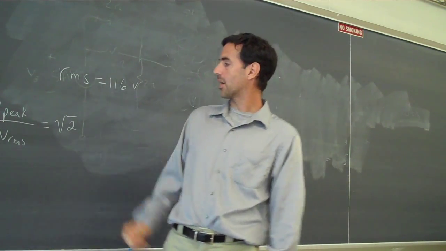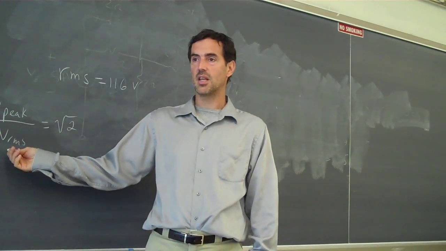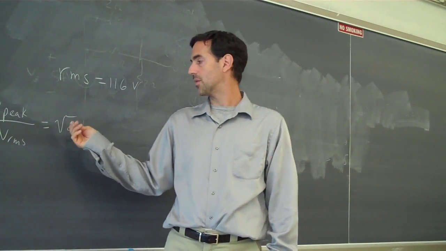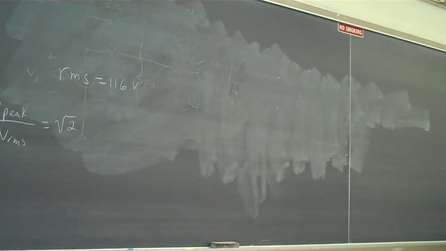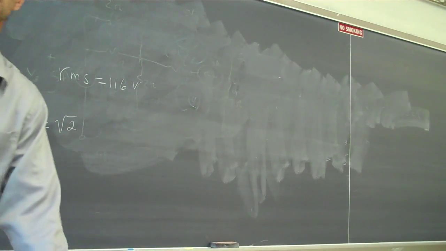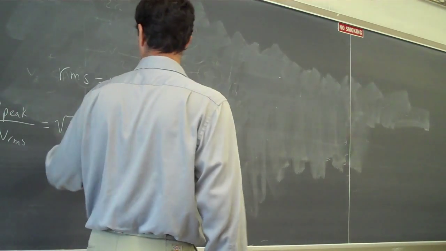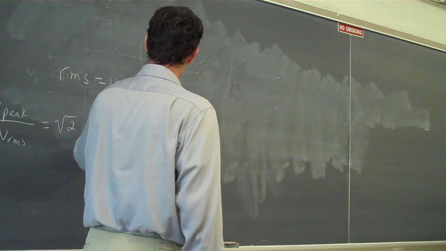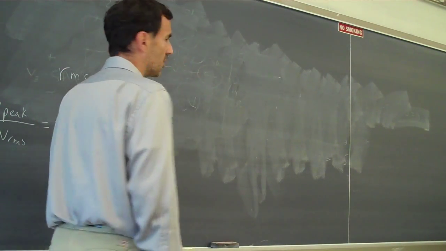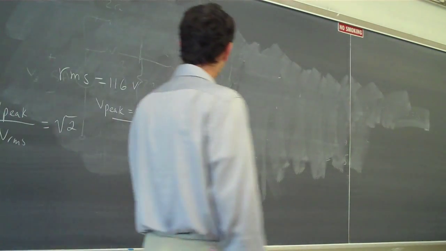So in this case, I'd plug in the RMS value of 116. So the peak value is going to be the square root of 2 times 116. That's 164 is what I get. So therefore, we conclude that the peak is equal to 164 volts.